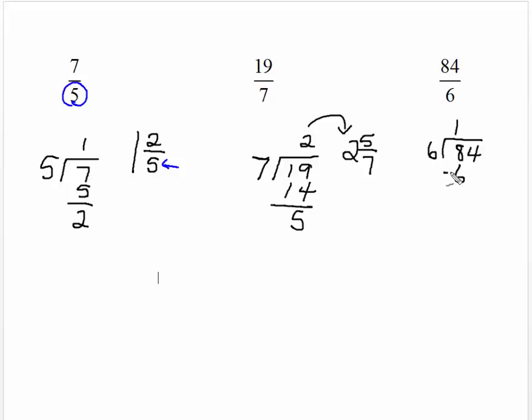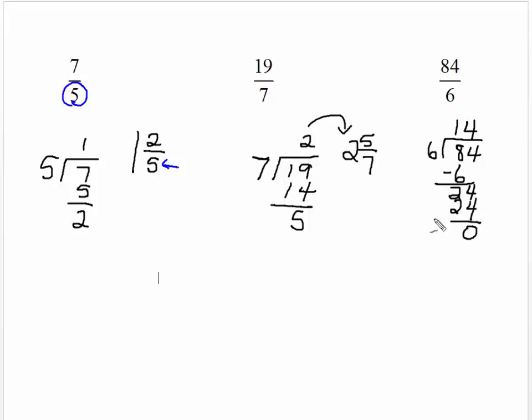This is just long division. We subtract, and we bring the next number down. 6 goes into 24 4 times. So I multiply, I subtract, and I bring no other number down. So that's going to be my remainder.